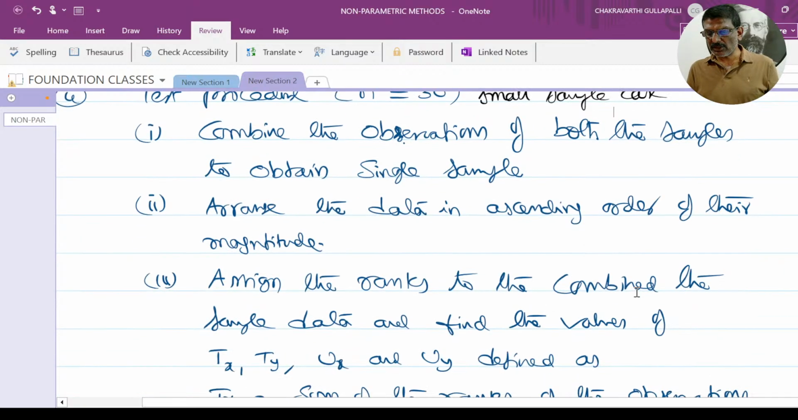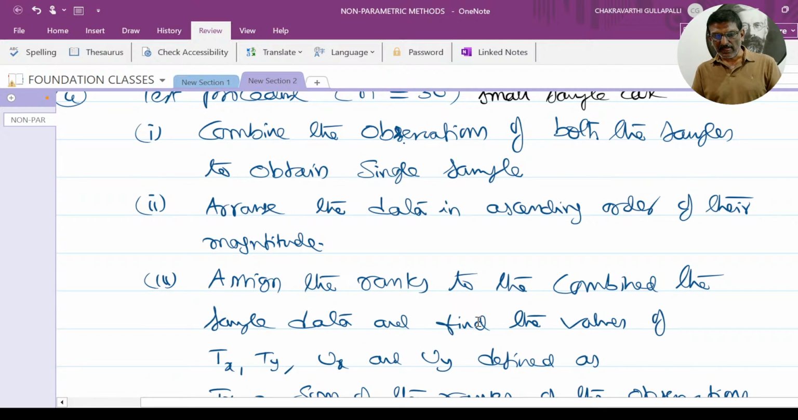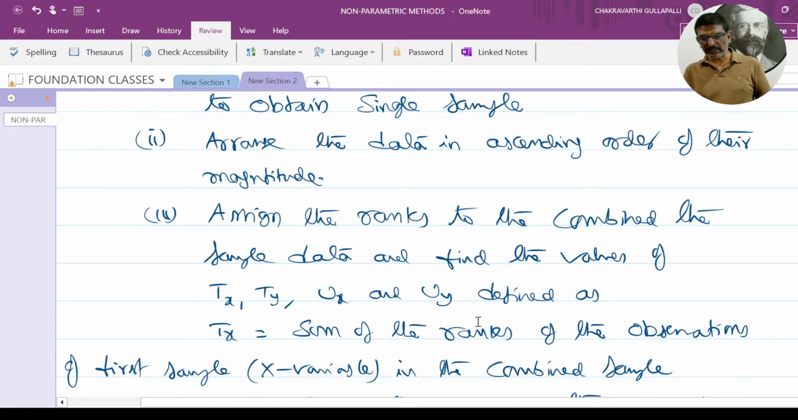Combine the observations of both samples to obtain a single sample. So X population data is given, Y population data is given. X belongs to one place here, one classroom. Y is another classroom. So 2 sample datasets are available. Combine these 2 samples, so obtain the single sample. After that, arrange the data in ascending order, meaning smallest to biggest, by their magnitude, regardless of plus signs or minus signs.